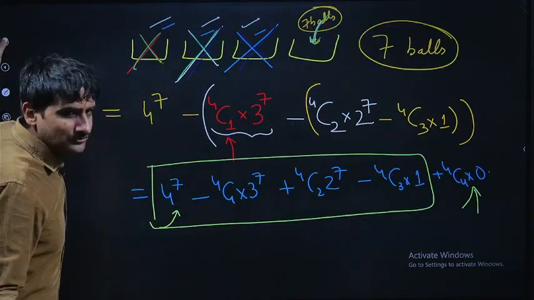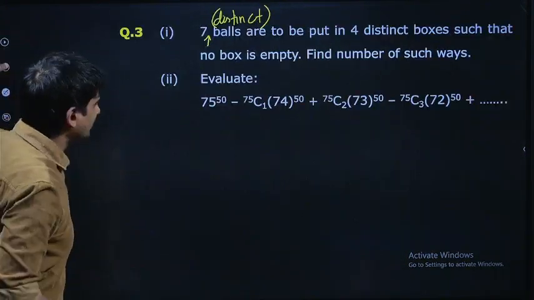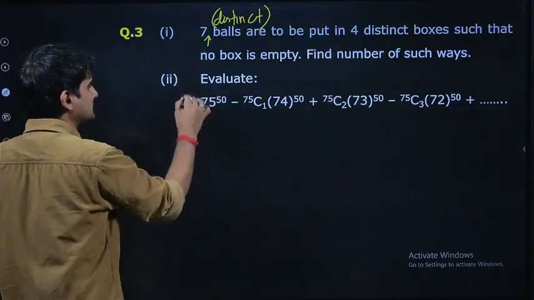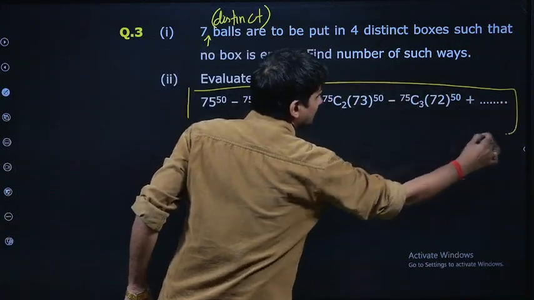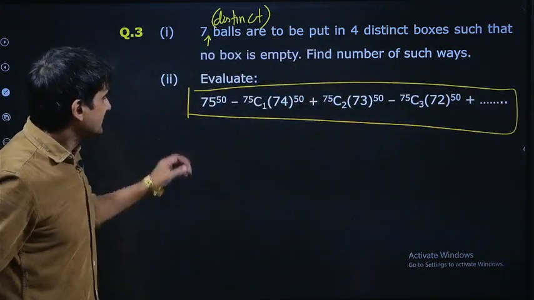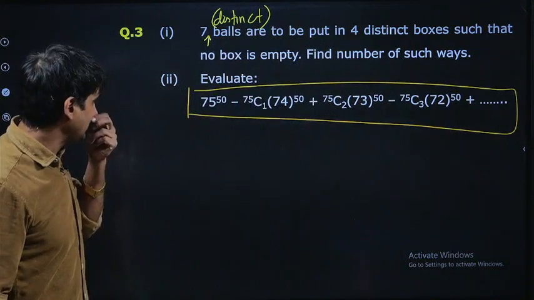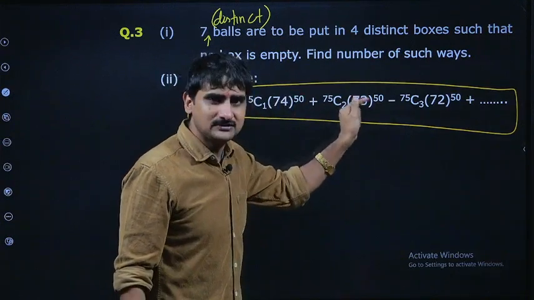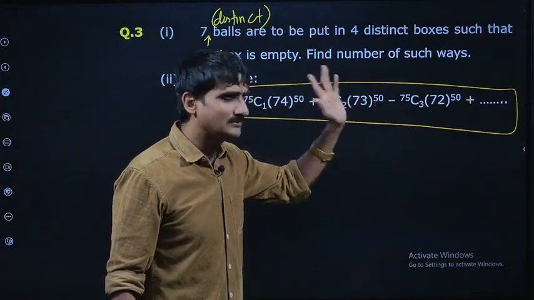Okay, so these are 2 ways, but my focus was on the principle of inclusion and exclusion. Now look at this question, bacho. Look at this one. 75 raised to the power 50 minus 75 C1 into 74 raised to the power 50 plus 75 C2 73 raised to the power 50 minus 75 C3 72 raised to the power 50.